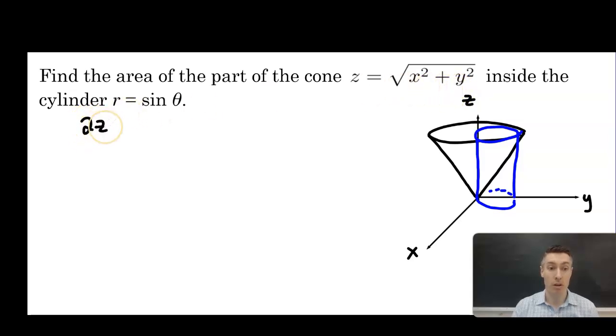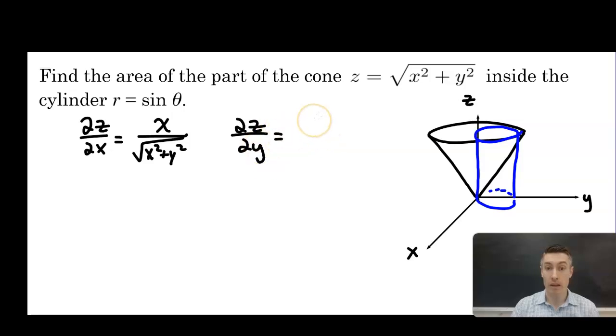So the partial of z with respect to x is going to be x over the square root of x squared plus y squared. The partial of z with respect to y is going to be y over the square root of x squared plus y squared. It would be 2x over 2 times the square root of x squared plus y squared, but just in the interest of simplifying, this is what it would reduce to.